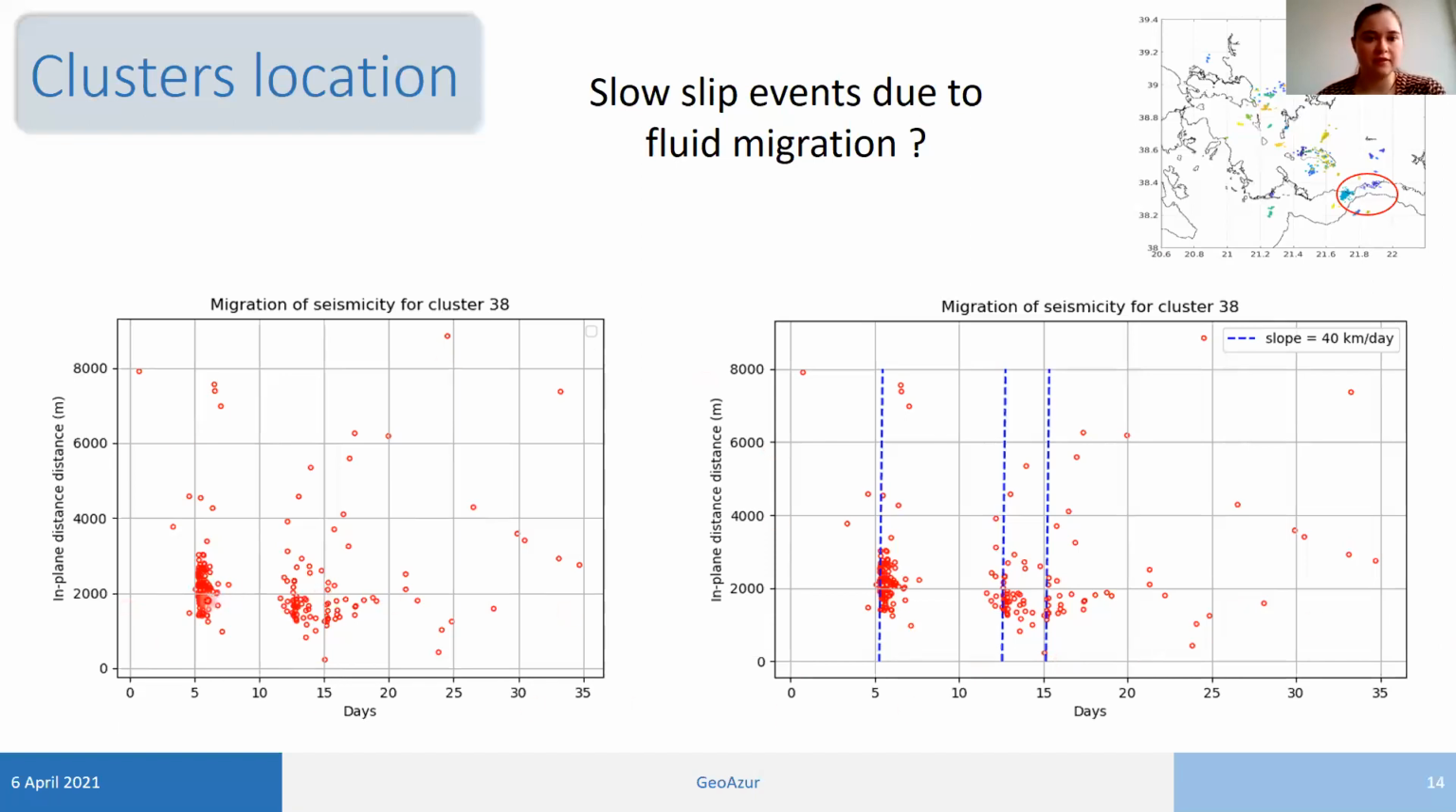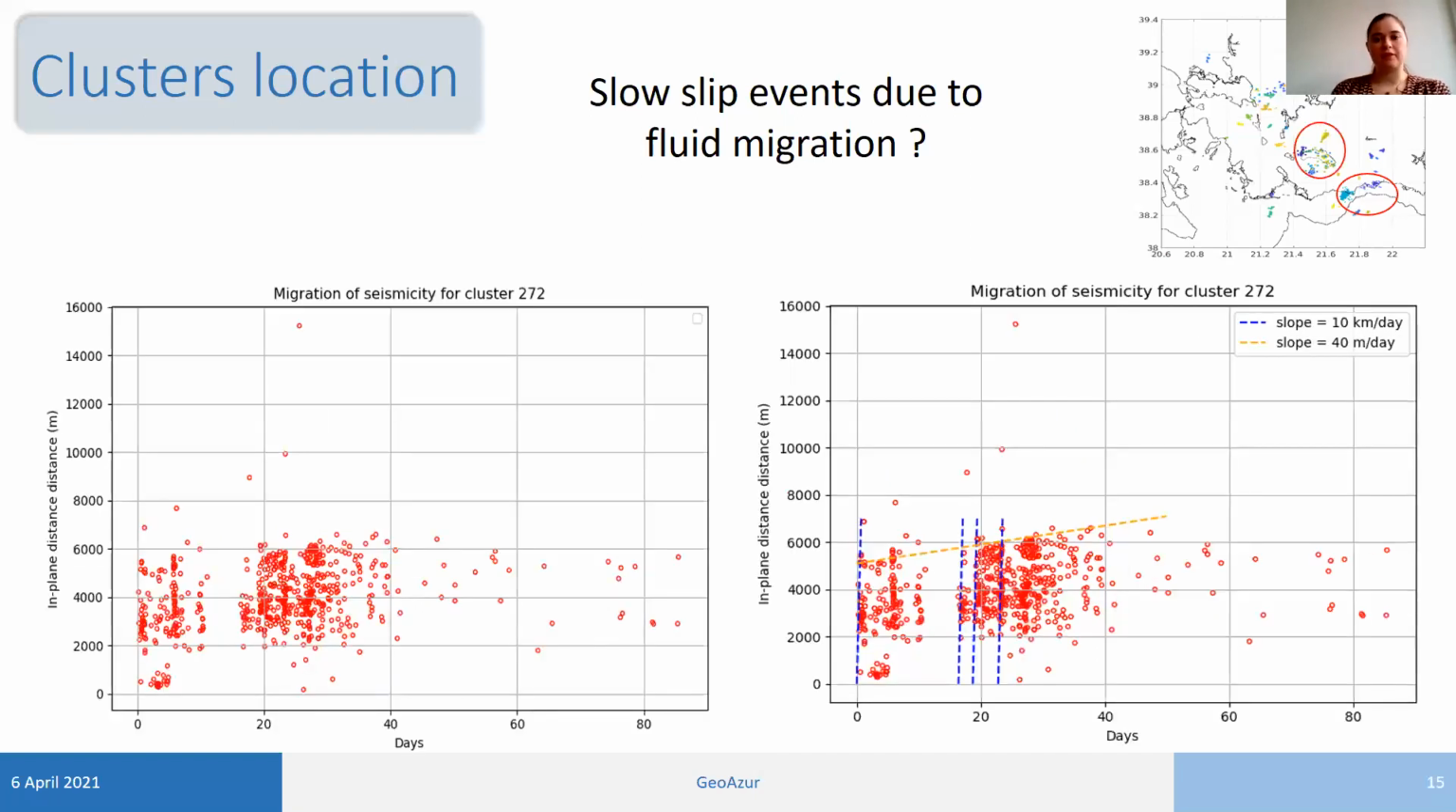Inside a cluster, we can see cycles with more activity and less activity. In general, those activity cycles propagate at a speed of tens of kilometers per day, corresponding to 0.1 meters per second, the speed of slow seismic events, the slope in blue here. This specific regime is also detected in a cluster around Sokos Lake, red circle here. This is another example around Sokos Lake.